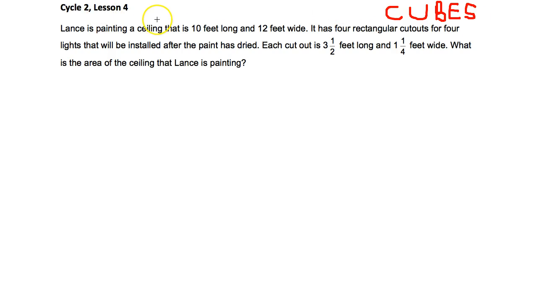So I'm going to circle this part right here, 10 feet. I'm also going to circle 12 feet. I'm going to circle 4 rectangular cutouts. And I'm going to circle 4 lights. Those 4 cutouts are going to be for 4 lights. And I'm going to circle each. And I'm going to circle this mixed number. And I'm going to circle this mixed number.